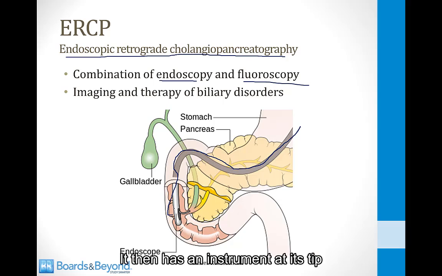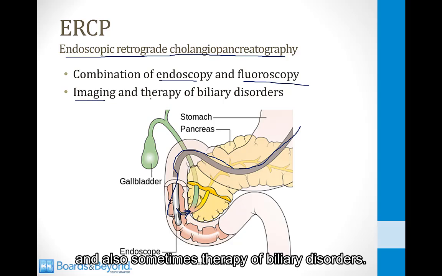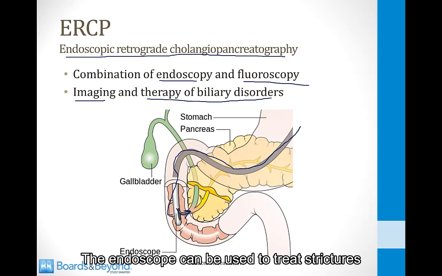It then has an instrument at its tip that can be inserted into the bile ducts. You can then inject contrast material, which the fluoroscope can take a picture of, and this will show you the biliary tree. And this is important for imaging and also sometimes therapy of biliary disorders. The endoscope can be used to treat strictures and remove gallstones and treat other causes of biliary disease.